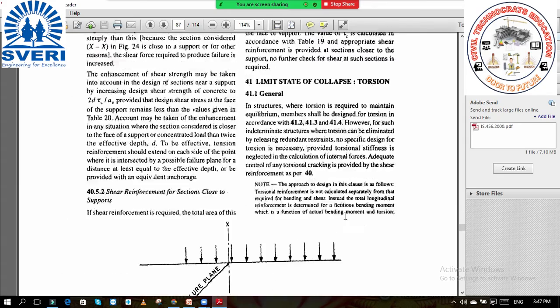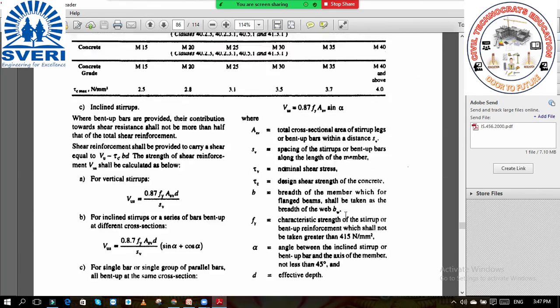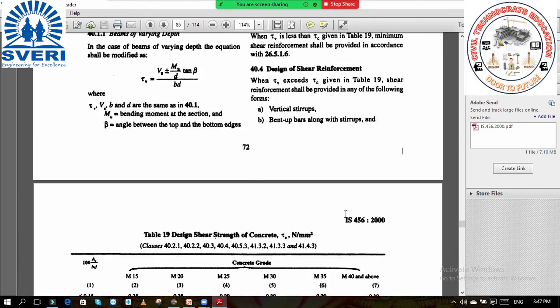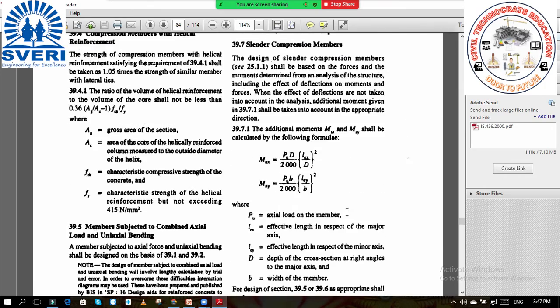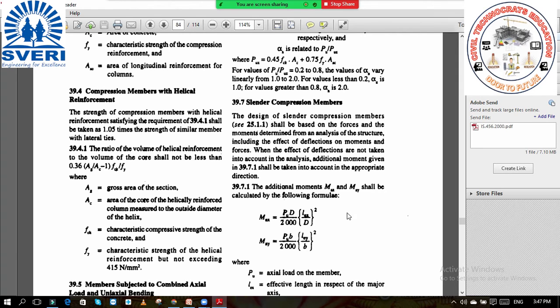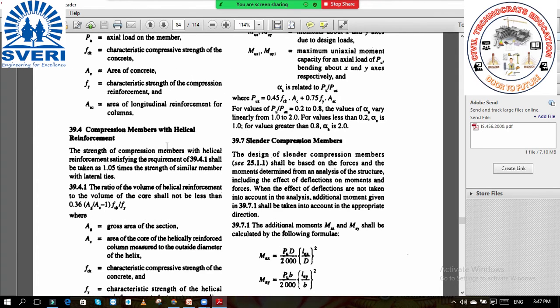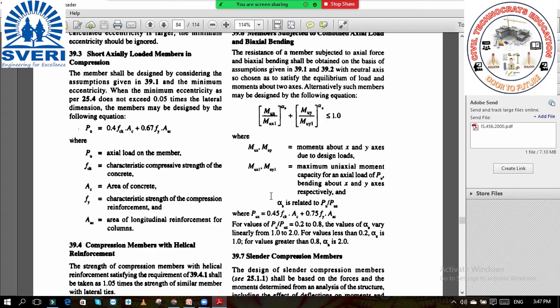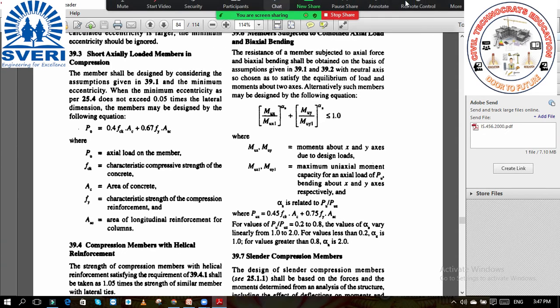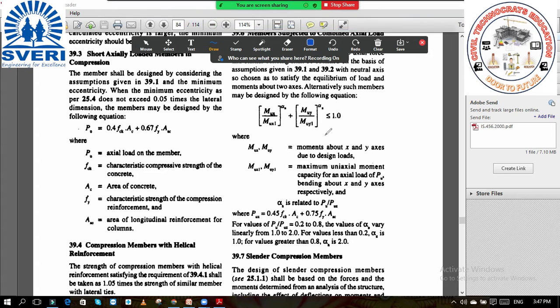To go to the clause number 39.3. Here somewhere it is. This is 39.5. This is 39.4. It is required when helical reinforcement for helical columns, that I will tell you later on. Now here you can see this clause, this formula. This is the load carrying capacity of the column.